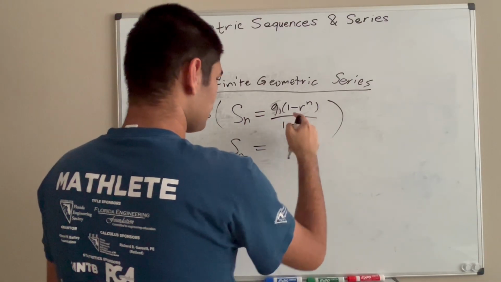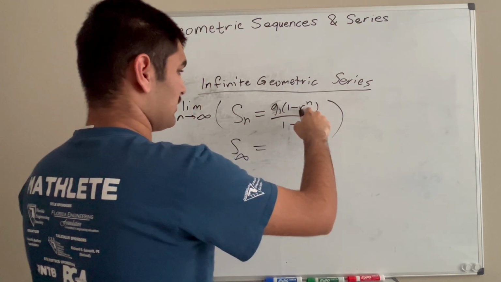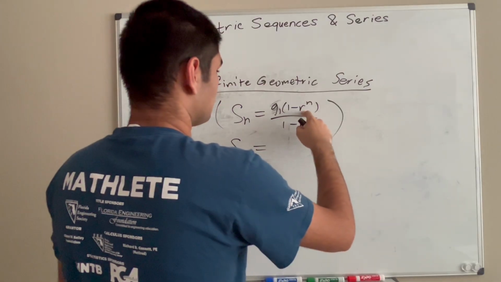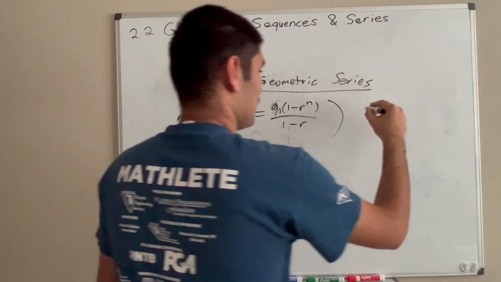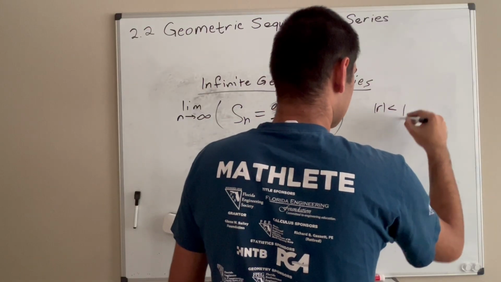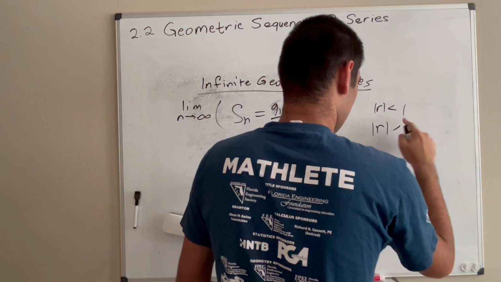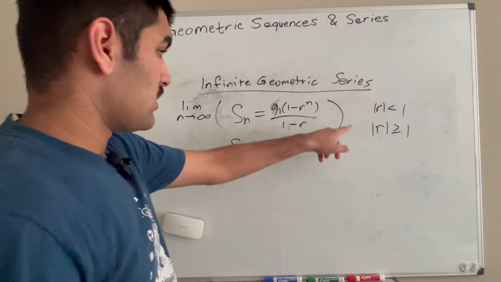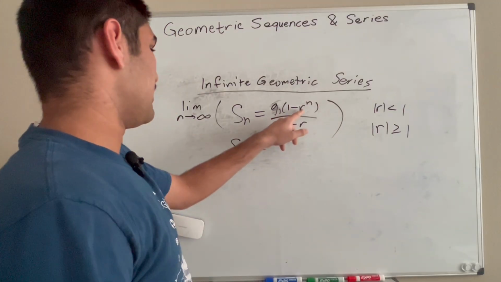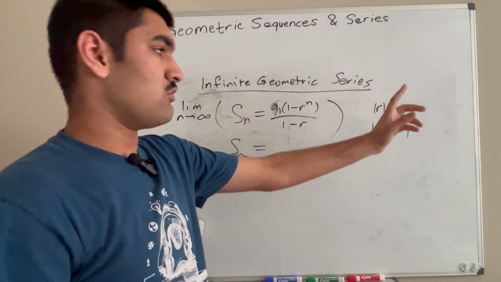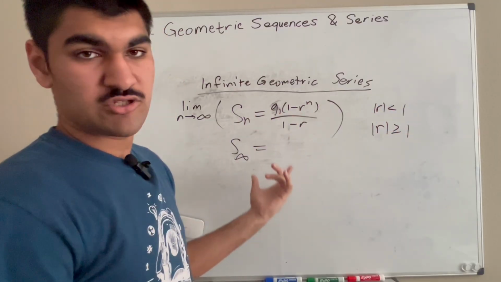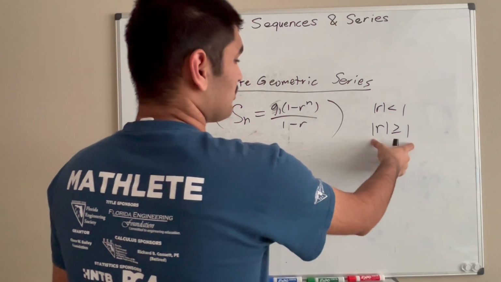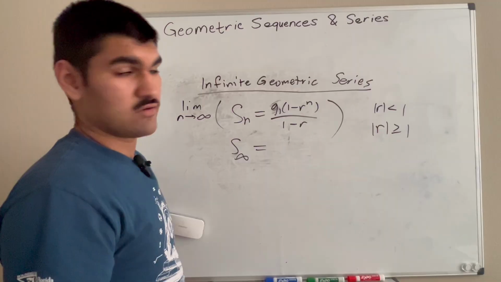infinity is equal to, so r to the infinity. There are two cases. One is if the absolute value of r is less than 1, and the other is if the absolute value of r is greater than or equal to 1. Notice that if r is greater than or equal to 1, we have r to the infinity, which just goes to infinity, and then 1 minus that goes to negative infinity. So basically, if r is greater than or equal to 1, an infinite geometric series will never converge.